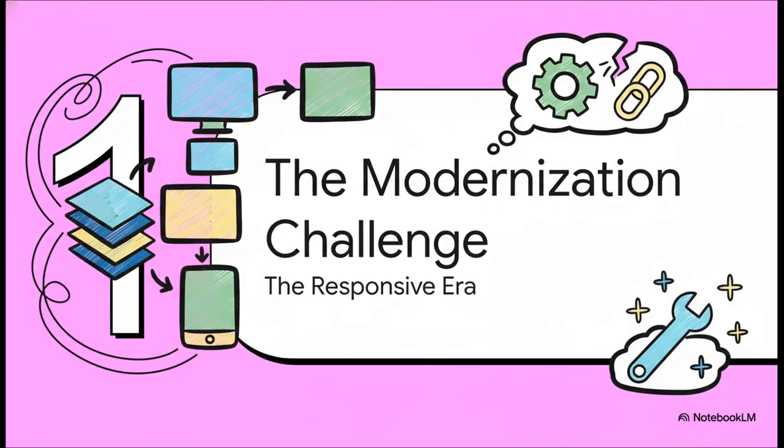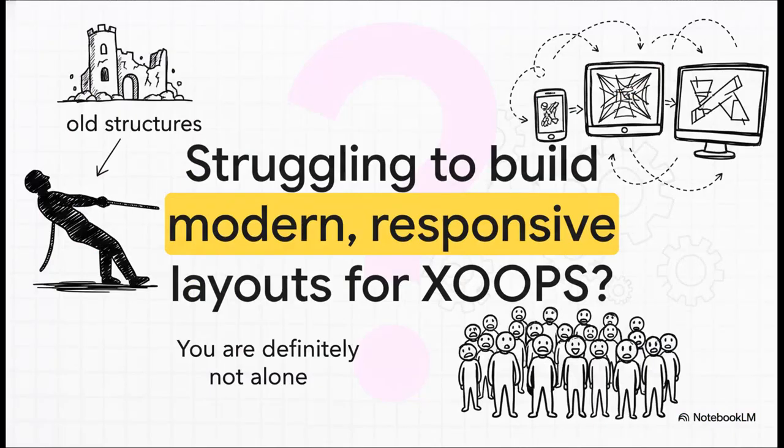Okay, let's set the stage here. The web has changed, right? I mean, users expect these slick, responsive sites that work perfectly on every single device. But trying to deliver that kind of experience on a classic CMS like XOOPS, well, that comes with its own unique set of challenges. Does this sound at all familiar? You're fighting with old structures, trying to force things to work on a phone, then a tablet, then a desktop, and it just feels like this constant uphill battle. Trust me, you are definitely not alone in this.